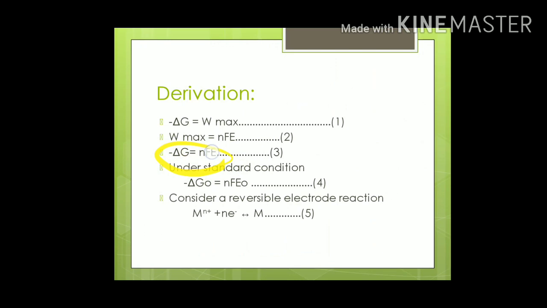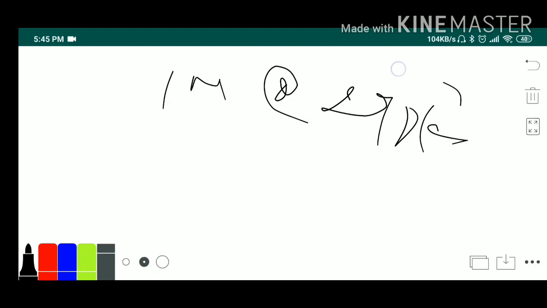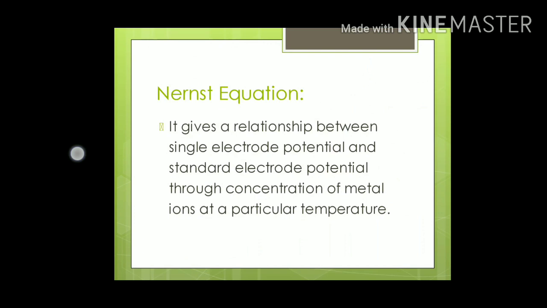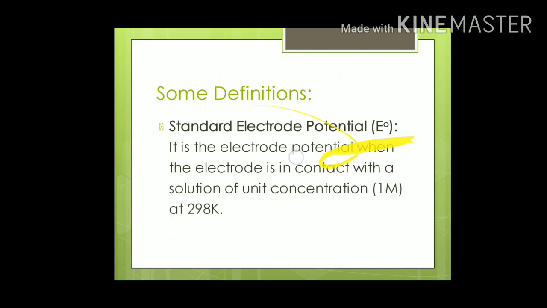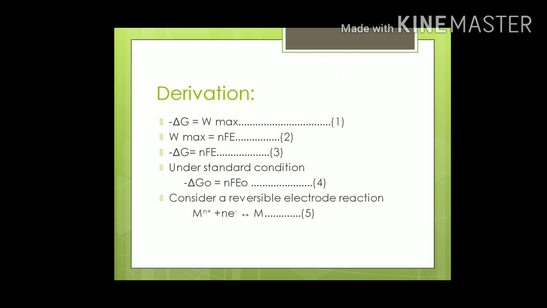Which is why we have taken here delta G is equal to minus NFE under standard condition. Now, what is standard condition? At 1 molar concentration, at 298 K temperature. So, standard condition. What is our E naught? E naught is this, 1 molar at 298. So that's what we have taken here. Delta G naught is equal to minus N F E naught. We can write minus here also, no problem.